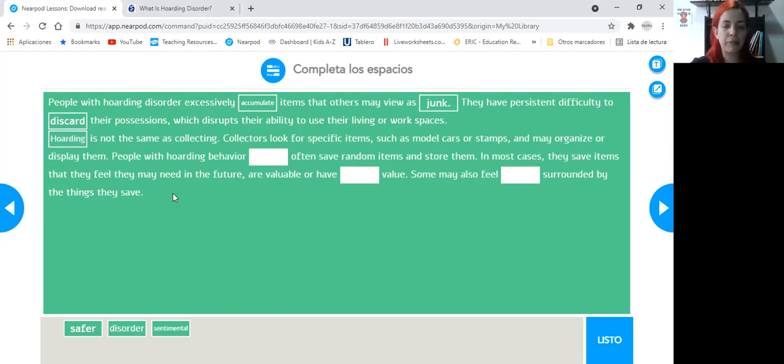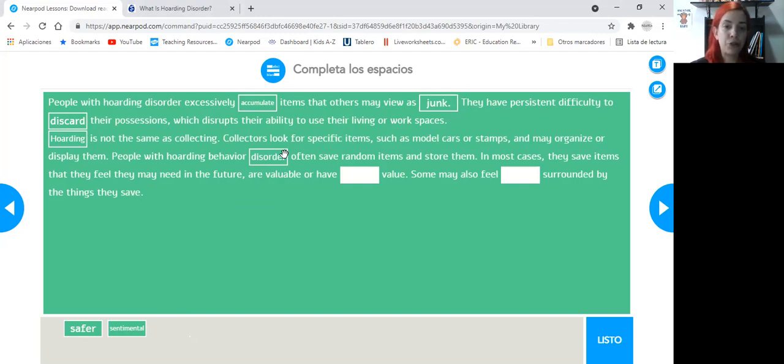Hoarding is not the same as collecting. Collectors look for specific items, such as model cars or stamps, and may organize or display them. People with hoarding behavior, exactly, disorder. Well, here we have disorder and pattern, which are terms connected in this topic.